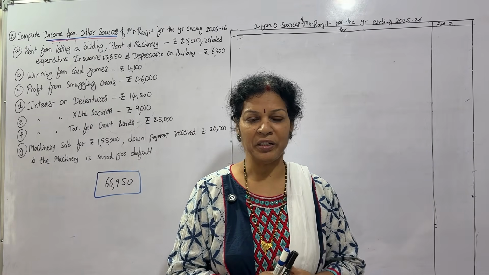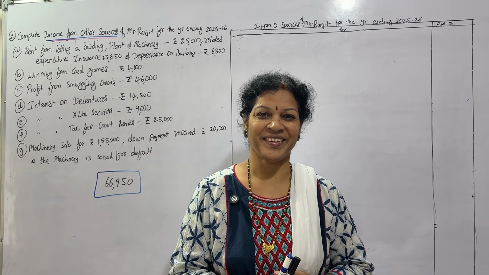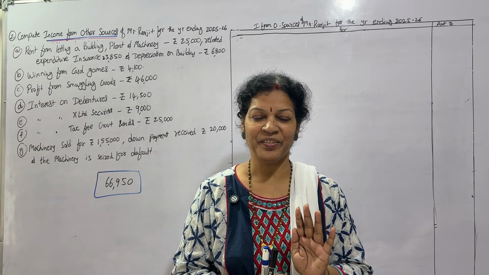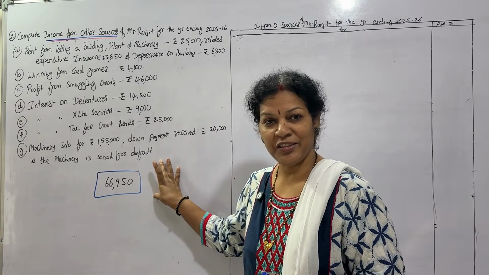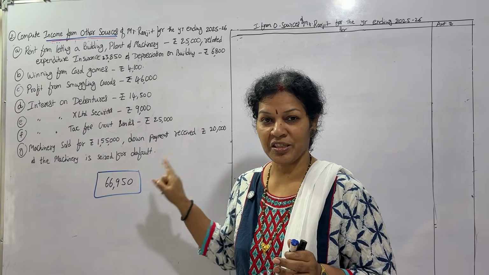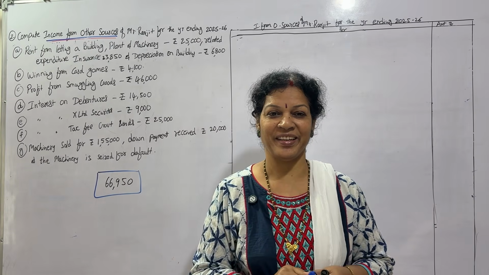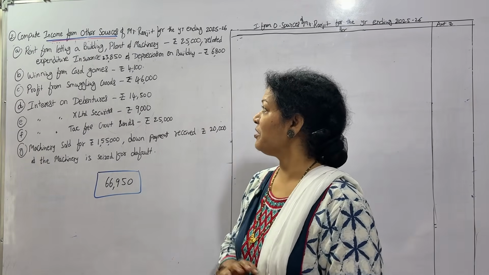One problem we have done, income from other sources. Second problem, I want you to work out. I'll explain, and after that you start working out. Your answer should be total income from other sources must be 66,950. If yes, write it in the comment box. Anyhow, let me explain this problem first.